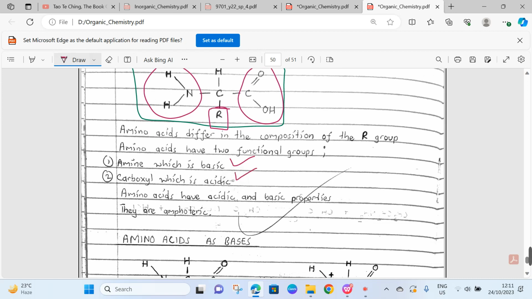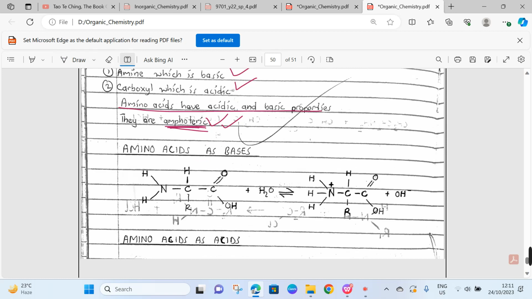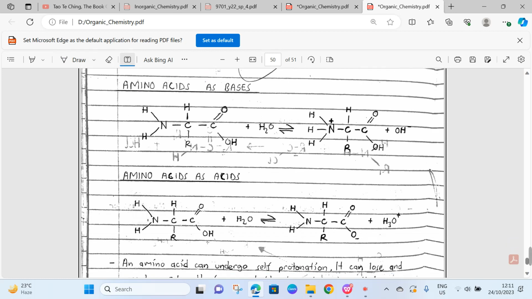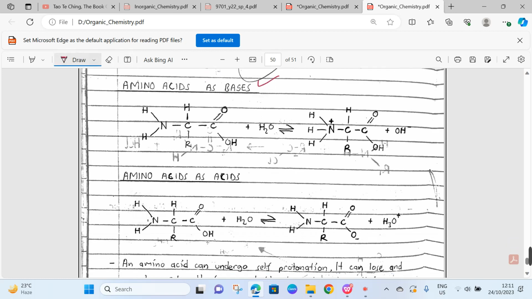Amino acids have acidic and basic properties. Therefore, they are said to be amphoteric. Let's move on and I'll show you. So here's an example of an amino acid acting as a base. When an amino acid acts as a base, what does it do? It accepts a proton. It takes a proton from water, to be accepted by the nitrogen there, to form an NH3+ structure plus an OH- ion here.